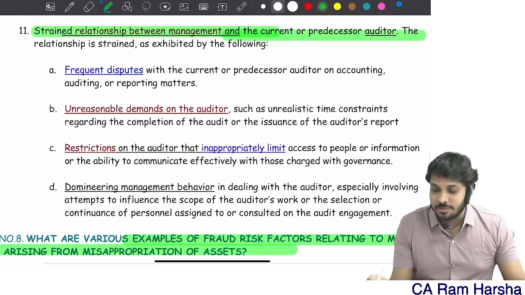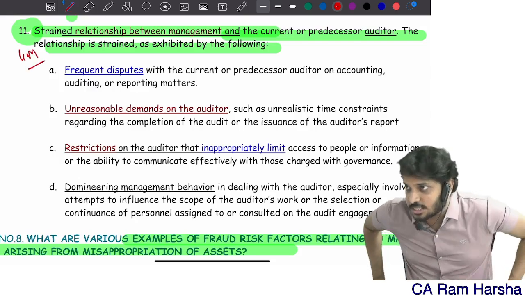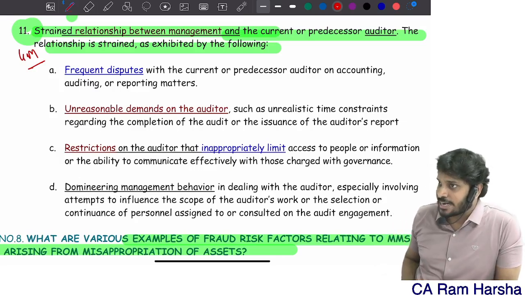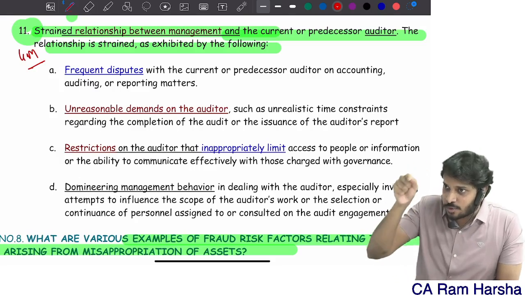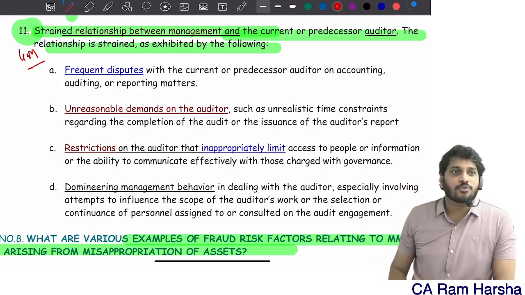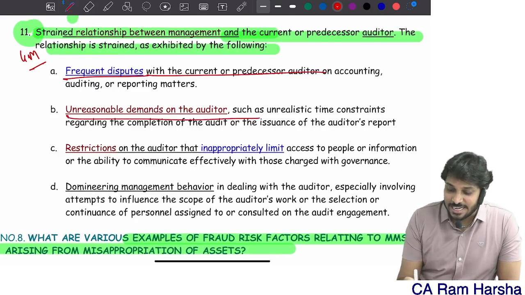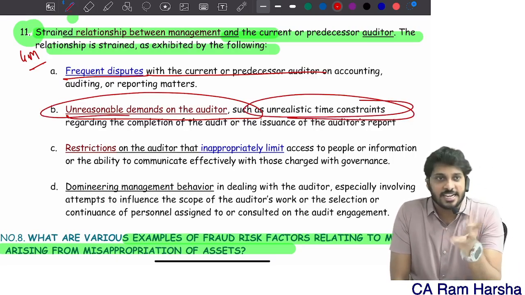Strained relationship between the management and the current auditor. This itself can be asked as a 4 marks question. This was asked once. Management and auditor, the relationship is getting strained. That could be the reason. Management attitude in that scenario is one of the proofs that they're trying to do some fraud. How does the relationship get strained? Frequent disputes with auditors, unreasonable demands on the auditor, unrealistic time constraints. Last year the auditor didn't ask for this information.